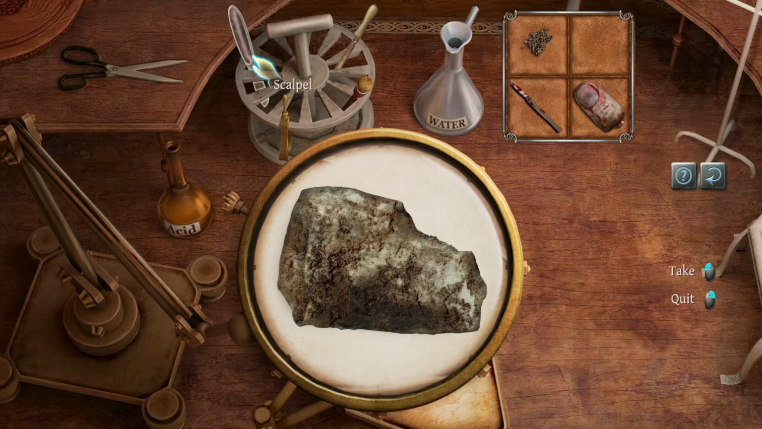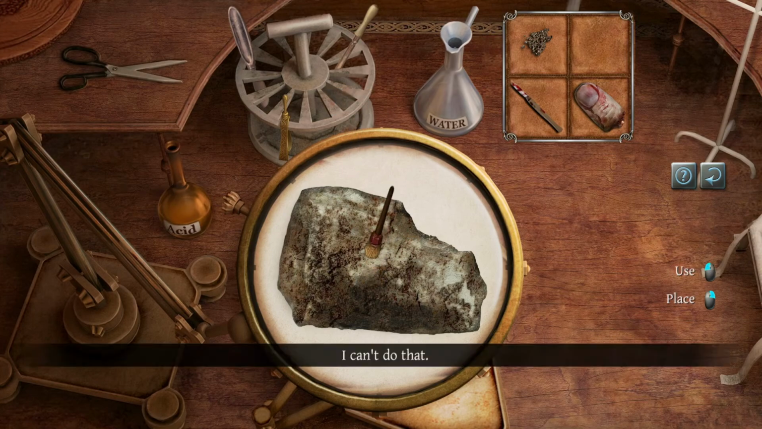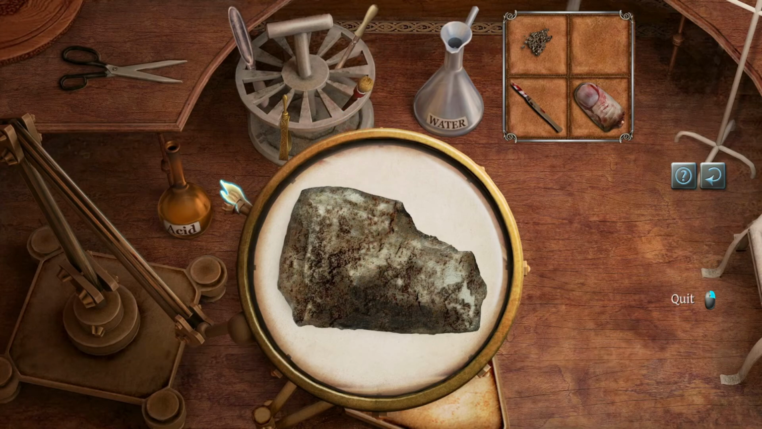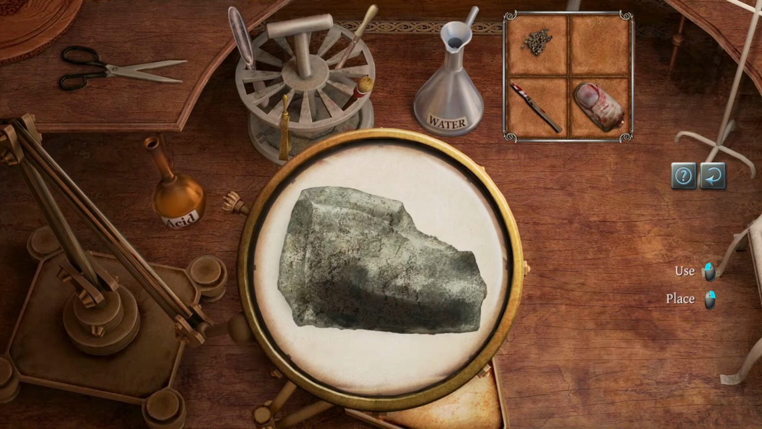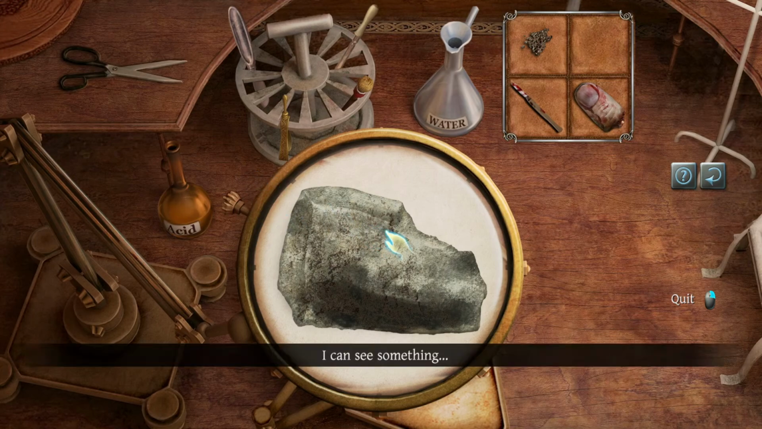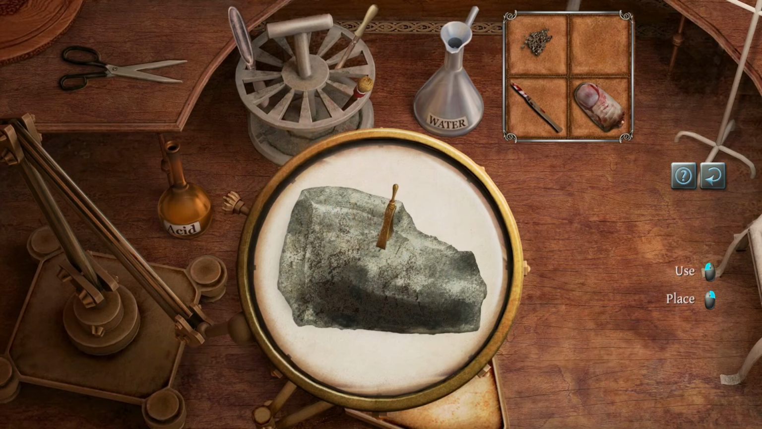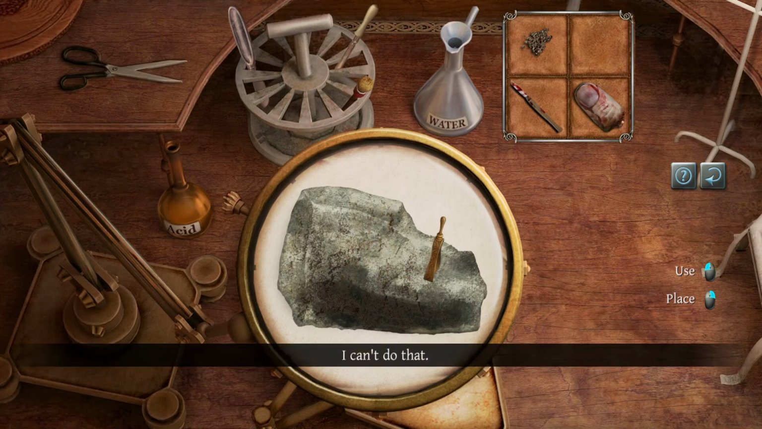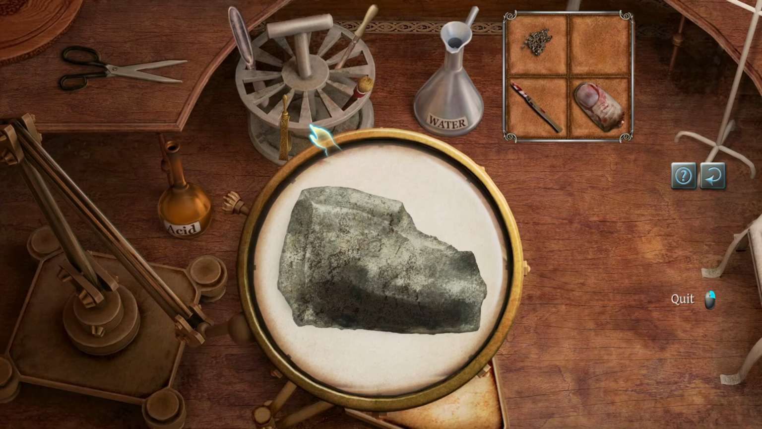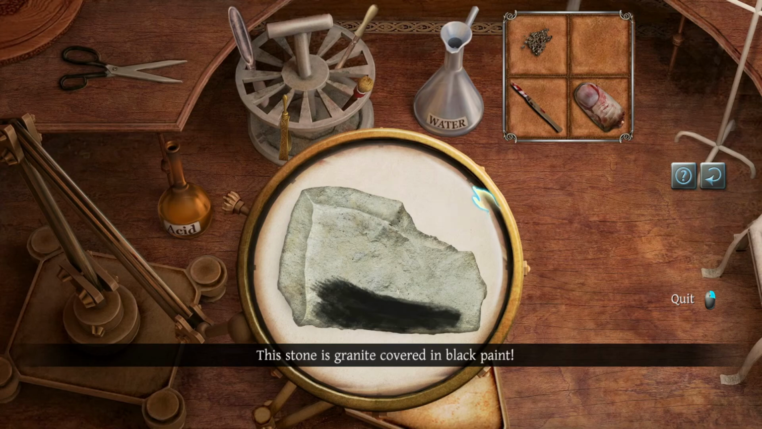Scalpel. Brush. Acid. This stone... I can see something. Okay. Do we use the brush now? This stone is granite, covered in black paint. The fragments found in the rope and this piece of granite come from the same place.